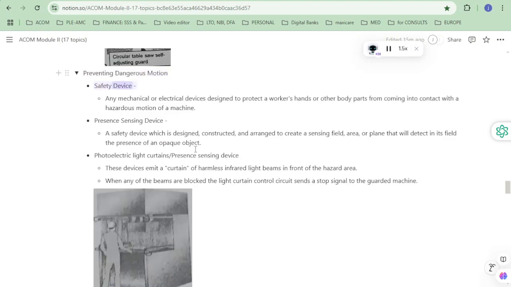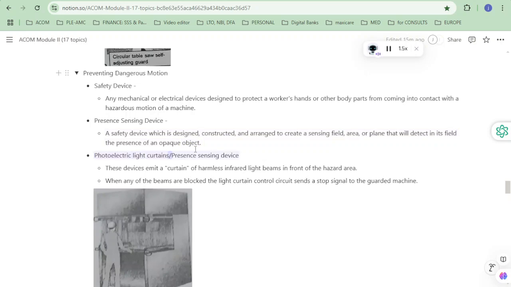Safety device. Any mechanical or electrical devices designed to protect a worker's hands or other body parts from coming into contact with the hazardous motion of a machine. Presence sensing device. A safety device which is designed, constructed, and arranged to create a sensing field, area, or plane that will detect in its field the presence of an opaque object.